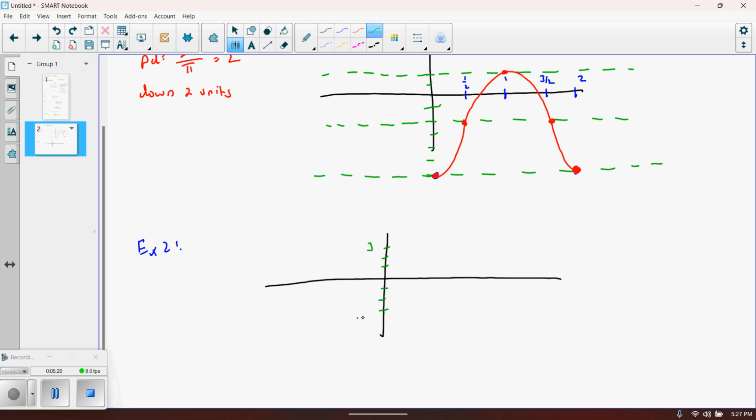Let's say that that's 3, that's -3. We're going to say that this is 1/4, 1/2, 3/4, 1, and our graph looks something like this.